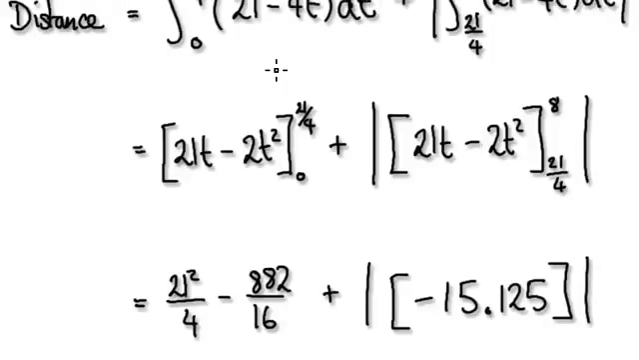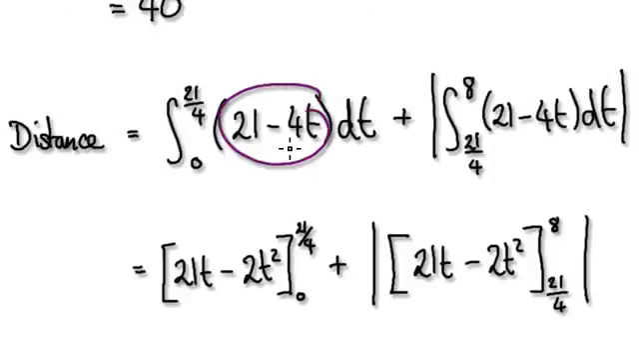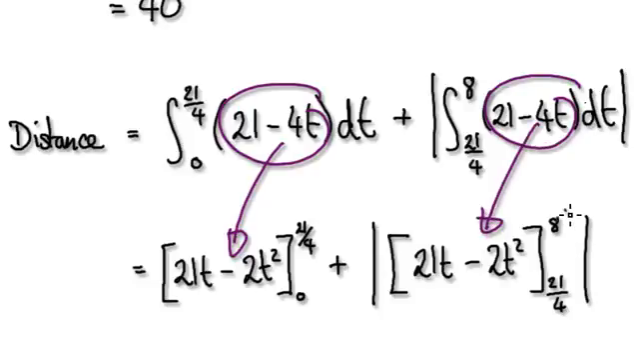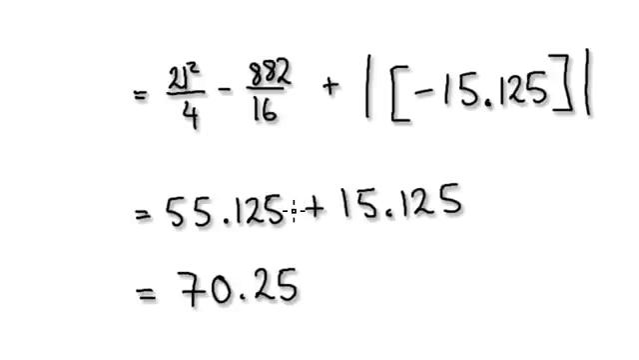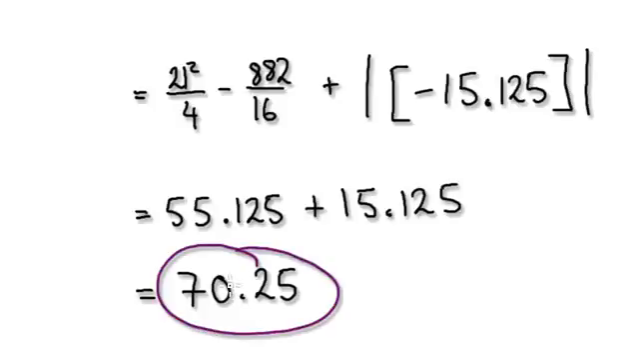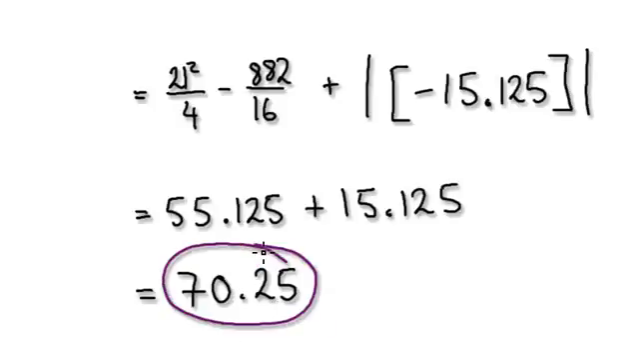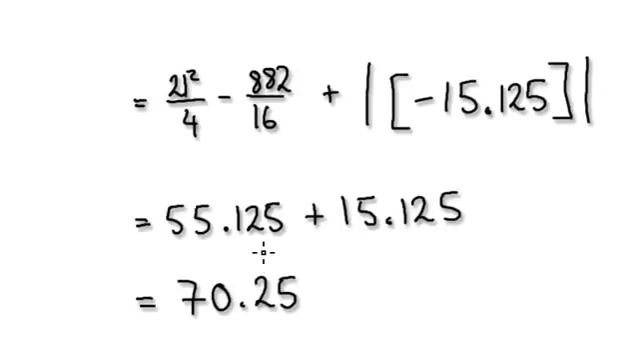So that will then, integrate it. It will then give you this. Integrate this. It will then give you this. Evaluate it from this to this. And the overall answer will be this. Okay, so the distance travelled will be 70.25 meters.